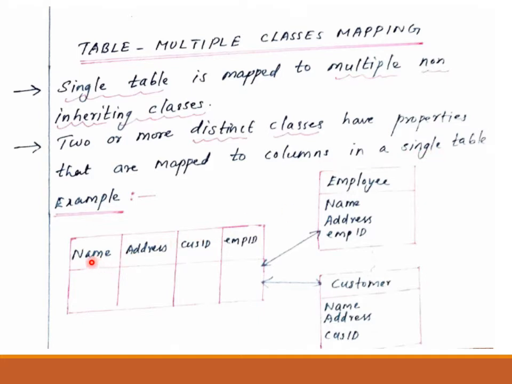Here the single table has name, address, customer ID and employee ID. Here this single table's columns are mapped to a number of classes. Here employee is a class and customer is another class. These two classes have the same properties: name, address, customer ID, and here the employee ID. So a single table is mapped to distinct classes that have the same properties.